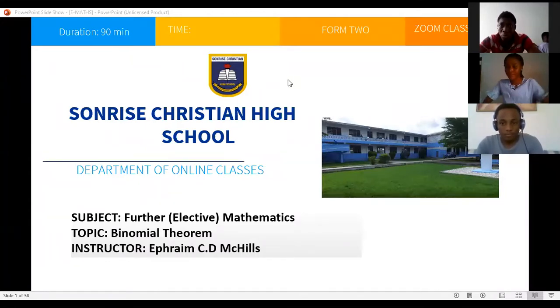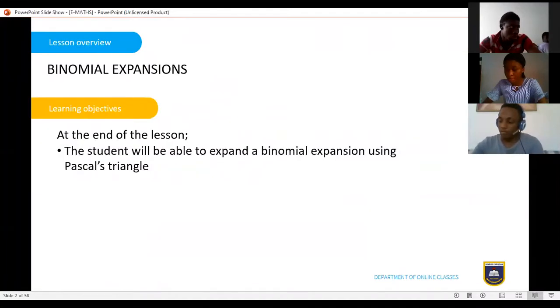We started with the binomial theorem and we're looking at Pascal's triangle. So we're going to continue and look at other expansions using Pascal's triangle.